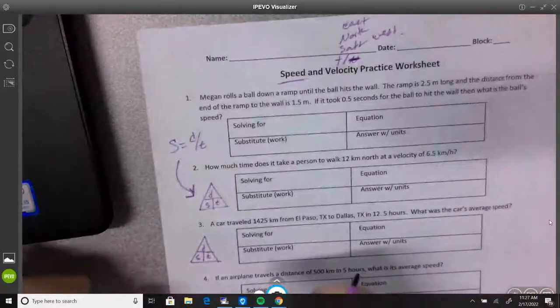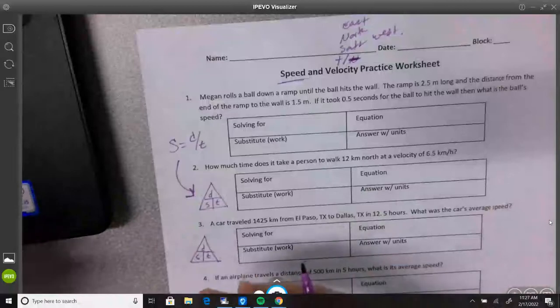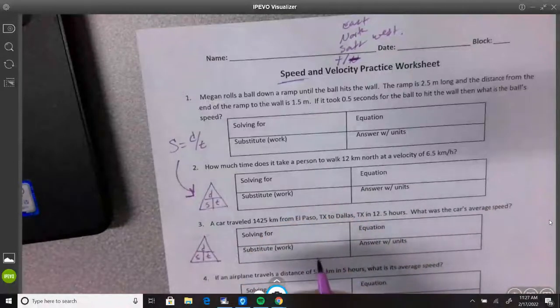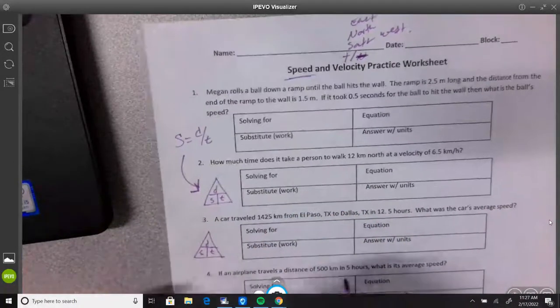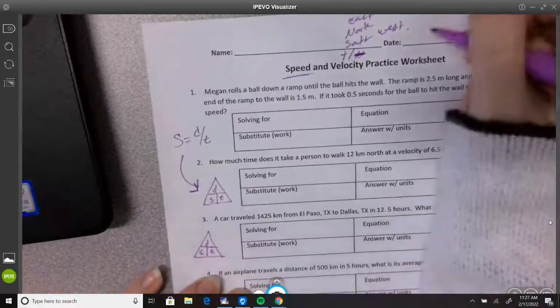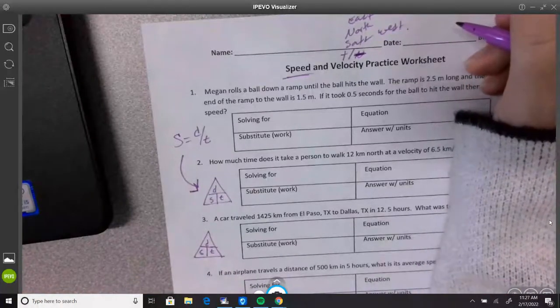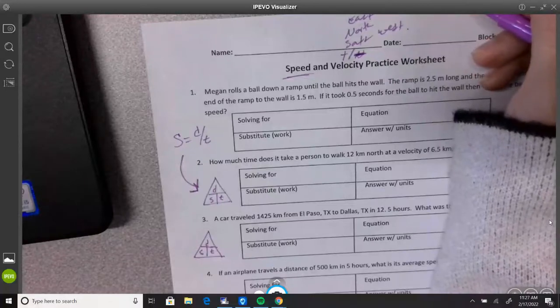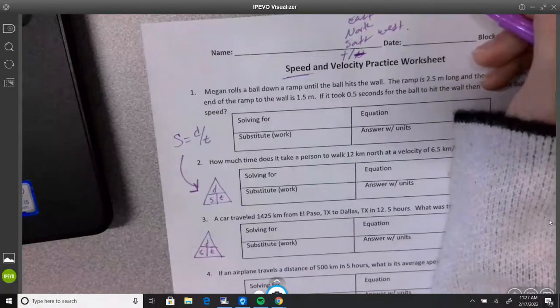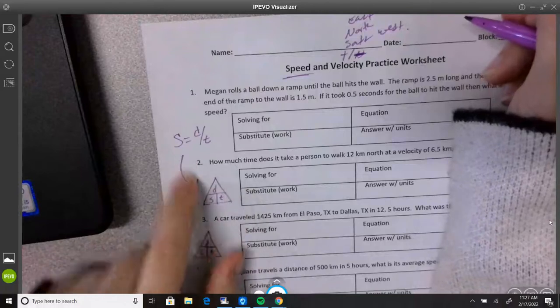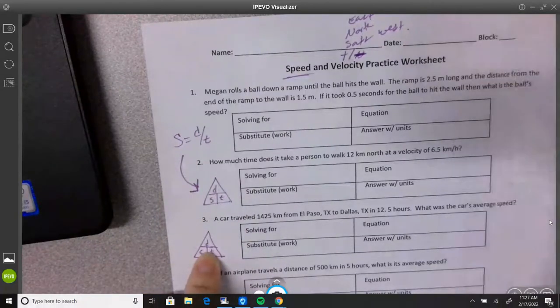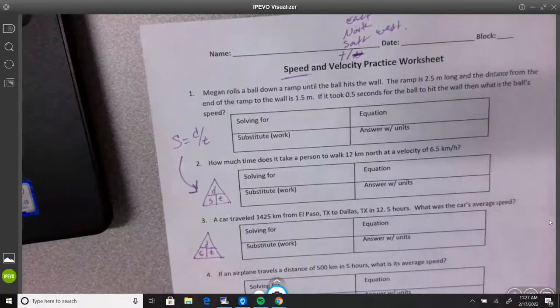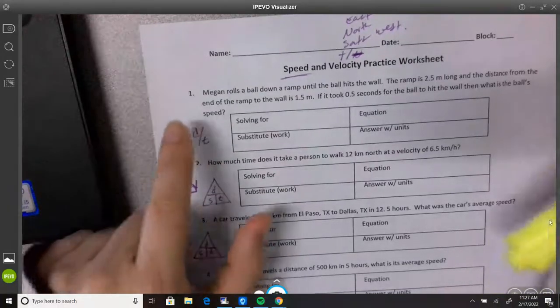So we do have in our previous lectures a different equation for velocity, but this one is not going to have that because you don't have any acceleration. There's none of that. So you're really focusing on this right here. So speed equals distance over time. So let's look at our first question.